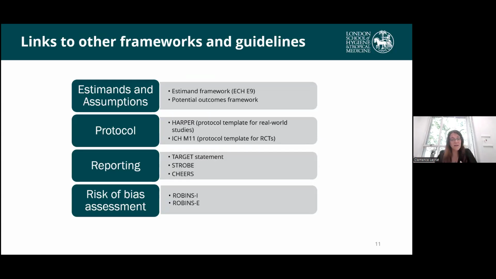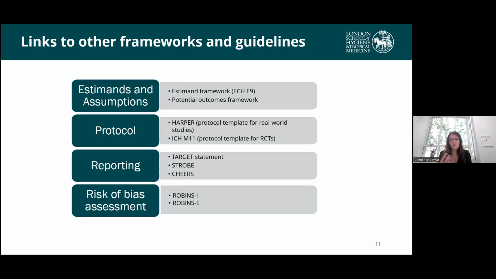The good thing is now there are a lot of other frameworks and guidelines that are helpful to design emulated trials and target trials. First, the estimands framework for randomized trials, helping to clarify which quantity we are interested in. But also for the causal inference side of things, the potential outcomes framework will help us express what we want to estimate in terms of potential outcomes and have this mathematical language to write a question, and this is usually quite useful.